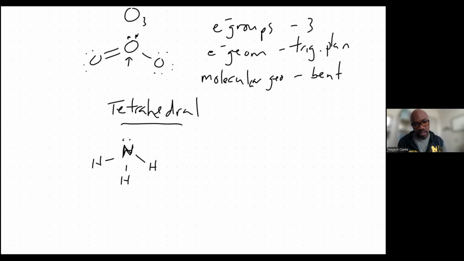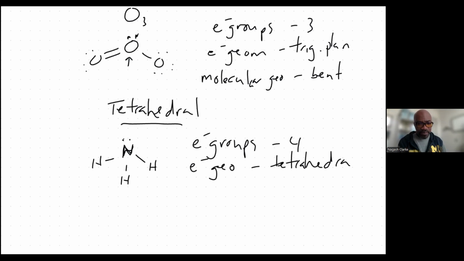That's right, 4 electron groups. My electron geometry is tetrahedral because I have 4 electron groups. My shape, or molecular geometry, is trigonal pyramidal.